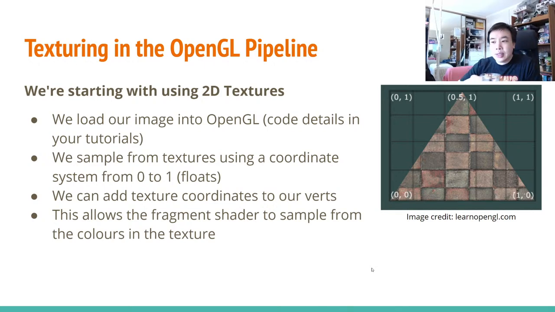So, looking a little closer at how textures are working in the OpenGL pipeline. Taking some images from LearnOpenGL, the first thing we're going to do, before we can start using our texture, is we need OpenGL and our graphics card to have our texture. This is a very similar process to the other things that we've done, where we give a buffer of information to our graphics card, right? Same kind of thing. We've got a big chunk of memory and we load it onto our graphics card.